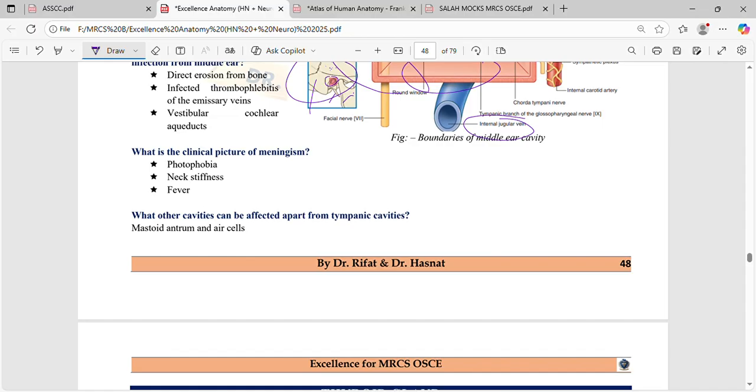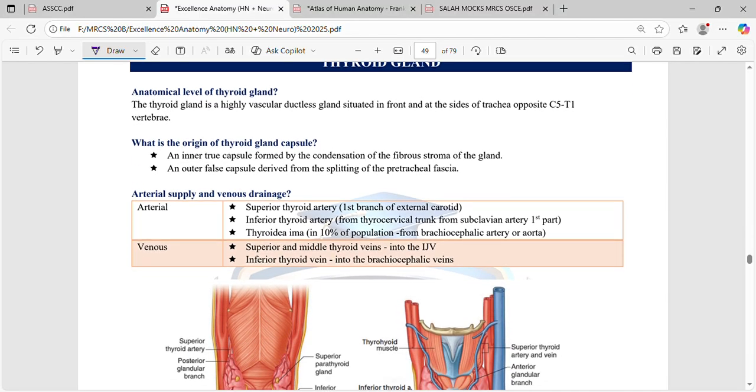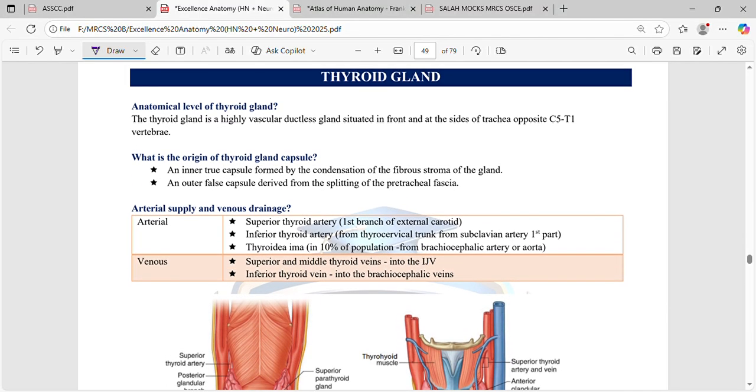What other cavities can be affected apart from the tympanic cavity? The mastoid antrum and mastoid air cells. Anatomical level of the thyroid. Okay, so here we move to the thyroid gland. We will make a separate video for the thyroid gland.